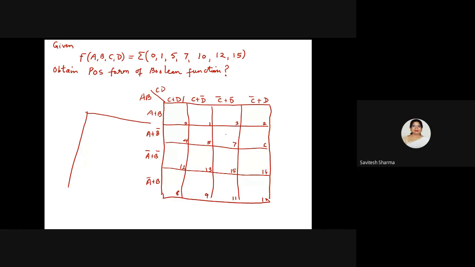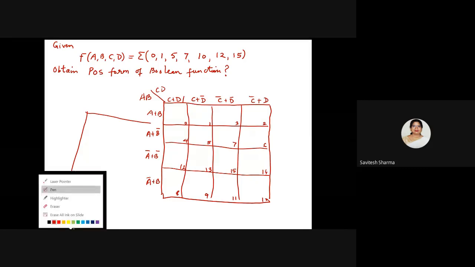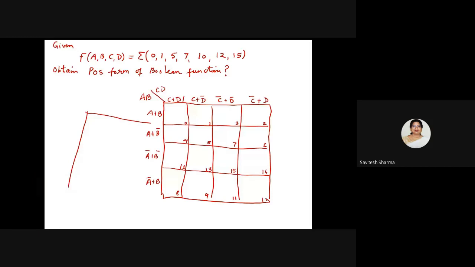So what I am telling you here is that it is easy if you directly map zeros, okay? And just I am telling you, the given thing is min terms, okay? So min terms correspond, as I said, to 1 only, okay? So you see, if you are mapping the min terms, the things will be clear to you very easily here.